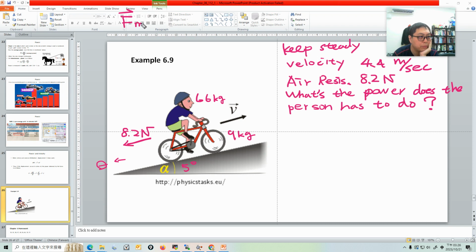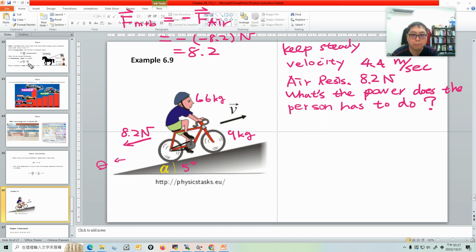That's man plus bike. The force you have to generate to overcome the air resistance is the negative of the air resistance. You must overcome air resistance, that's why there's a negative sign. So F, the force produced by the man and the bike, is equal to minus negative 8.2 Newtons, so it becomes 8.2 Newtons.